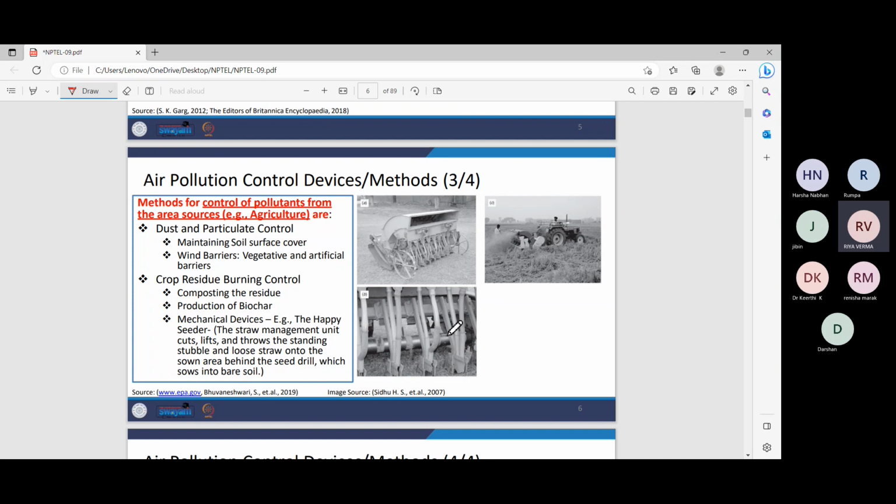Then also we can create some wind barriers, and this can be a vegetative barrier or an artificial barrier. You can easily visualize this kind of setting around yourself. At some places, people usually put tall plants or trees along the boundary wall of their fields. This creates a kind of wind barrier and helps in reducing soil erosion from their fields. So this is also one method by which we can control the particulates.